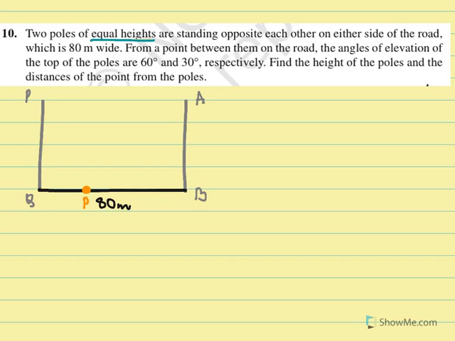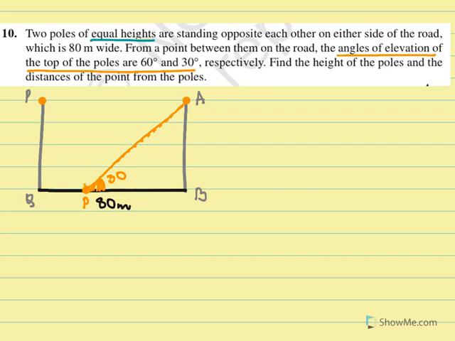The angle of elevation of the top of the poles are 60 and 30. So angle of elevation means from point P, I am looking here, this is my line of sight at the top of the pole. This is one top of the pole and this is the other top of the pole. And the angle of elevation is 60 and 30 respectively. So for one pole, this is the line of sight. This angle, they said, is 30, you can take any of them. And the other angle of elevation.